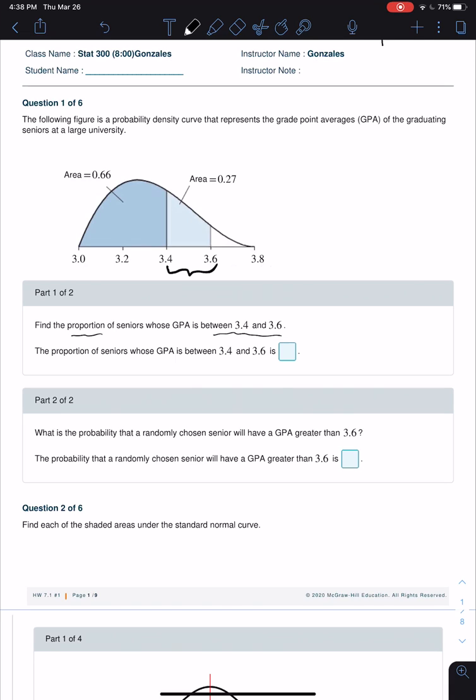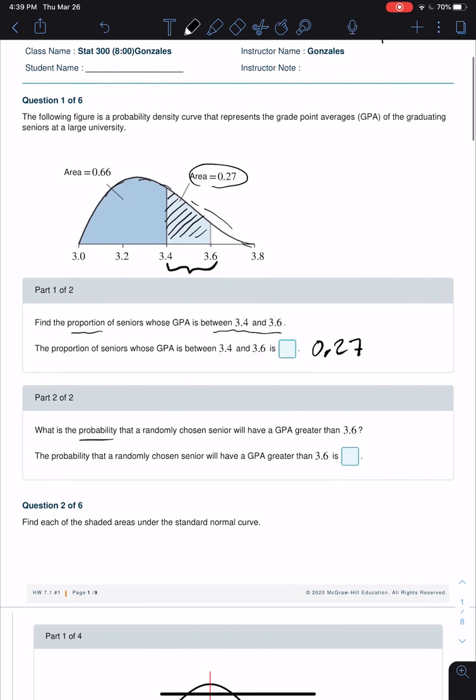What it's talking about is the area under this curve. If we looked at the total area under this curve, it would equal 1. Now, the proportion of seniors whose GPA is between 3.4 and 3.6 is actually going to be the area under that curve, and that area is already given to us. So the answer is 0.27, or 27 hundredths.